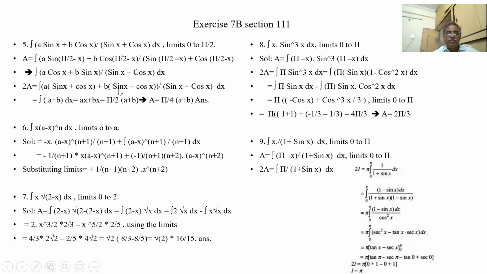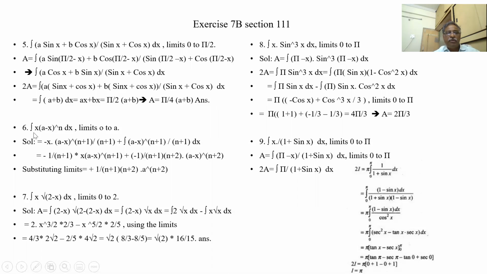A into sin x cos x plus b into sin x plus cos x. So I can take out sin x plus cos x. So it becomes a plus b. Sin x plus cos x will get cancelled. Okay. Next one. Integral x into (a minus x) whole to the power of n dx.